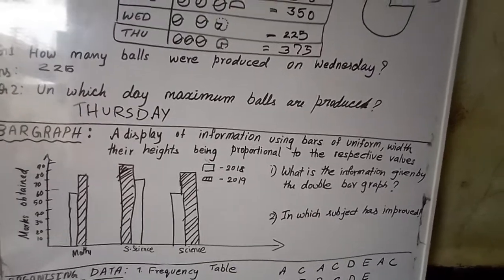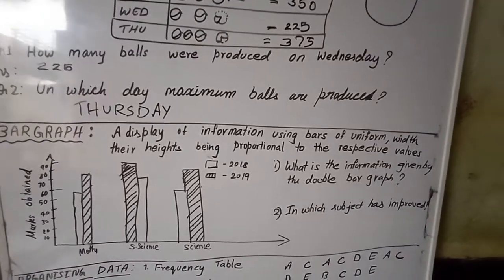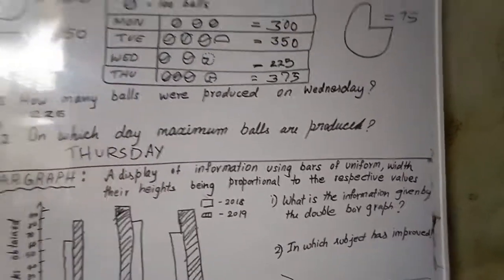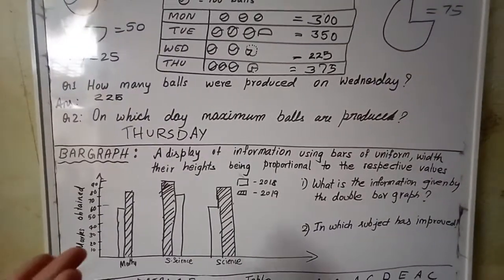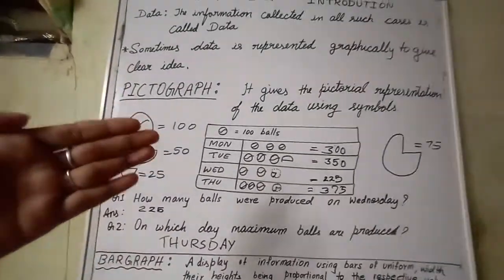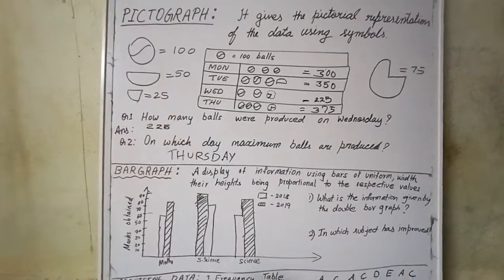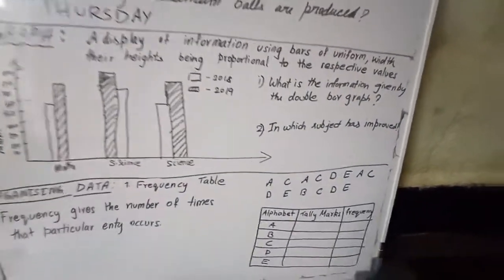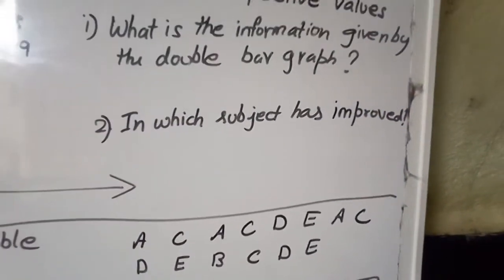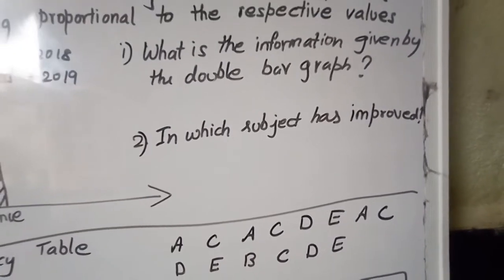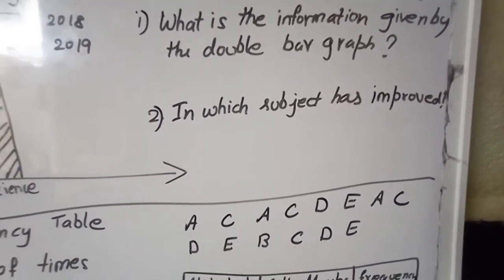Now let us see the next one, organizing data. Here they were showing the data in the form of a bar graph; here they are showing a pictograph. Now let us see organizing data. See my dear students, this is the data we have collected. This is the data we are going to organize.